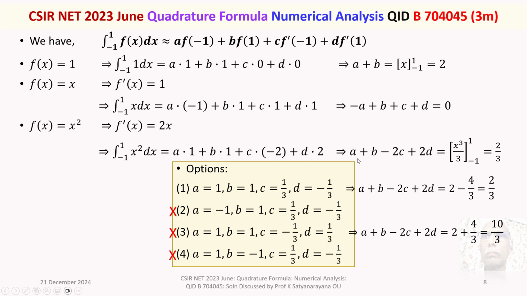And you take a plus b minus 2c plus 2d. A plus b is 2. Minus 2c plus 2d is minus 4 by 3 for these values. Then you will get the answer 2 by 3 and it tallies with this one. Therefore, option 1 is true. Option 1 is true and the answer to this question is option 1. That is the detailed discussion of the solution of this problem.